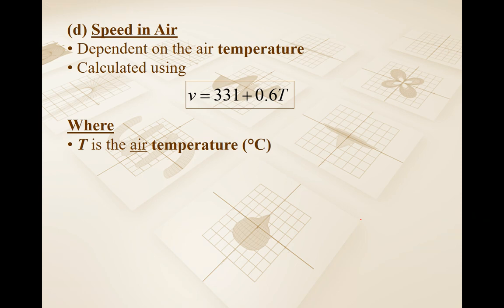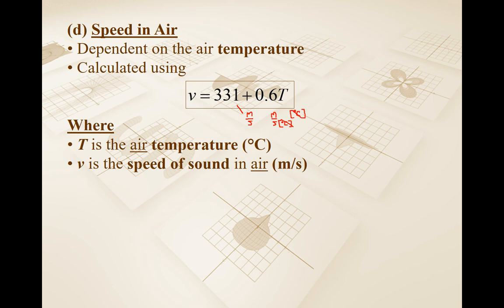In this equation, T is the air temperature in degrees Celsius, and V is the speed of sound in air in meters per second. The 331 and the 0.6 are a constant and a numerical coefficient. I wouldn't worry too much about the units. The 331 would have units of meters per second, but if temperature is in degrees Celsius, then the 0.6 would have to have units of meters per second per degree Celsius, because then they would cancel off. But we're not going to worry about units when using this equation.